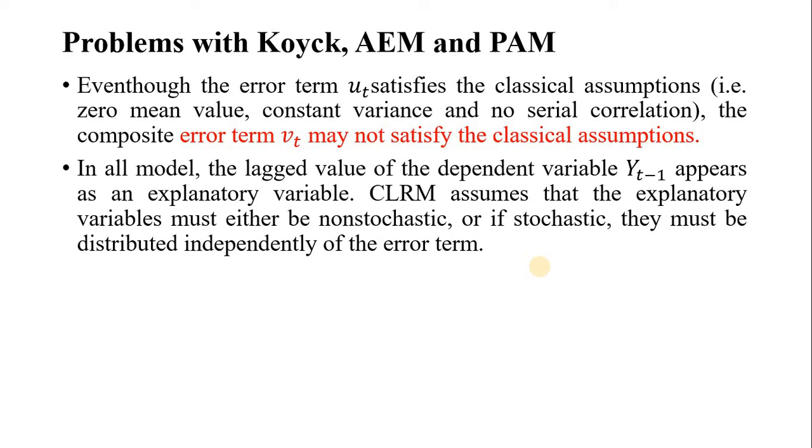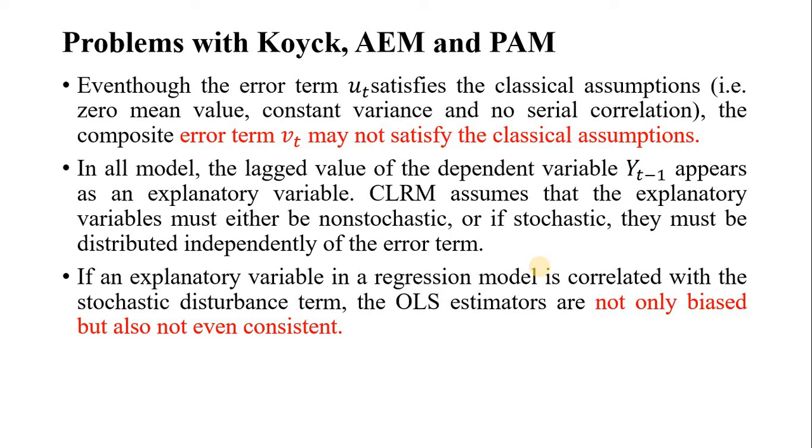Okay, but the problem is we had an assumption. What are the assumptions? The explanatory variable must either be non-stochastic, and if it is stochastic, it must be distributed independently of the error terms. That means the error term and the explanatory variable should be uncorrelated, distributed independently. Okay, so what's the problem with this?